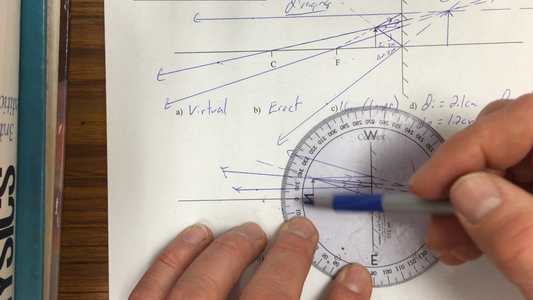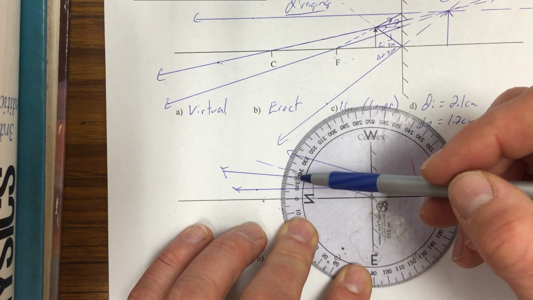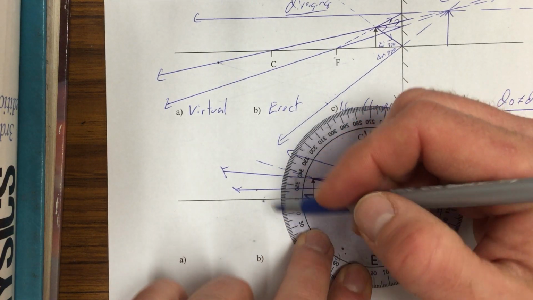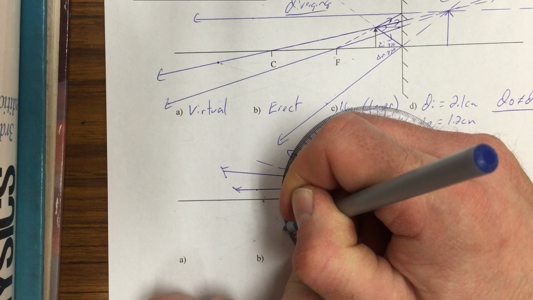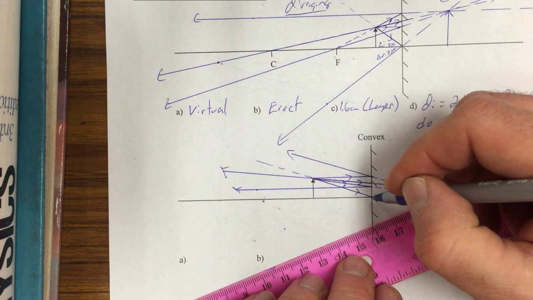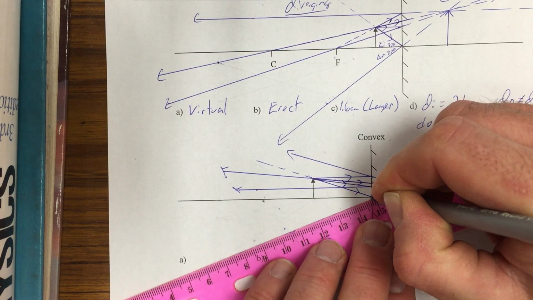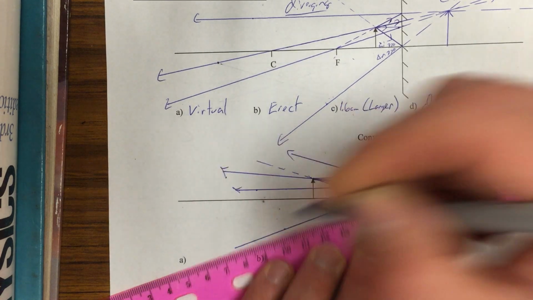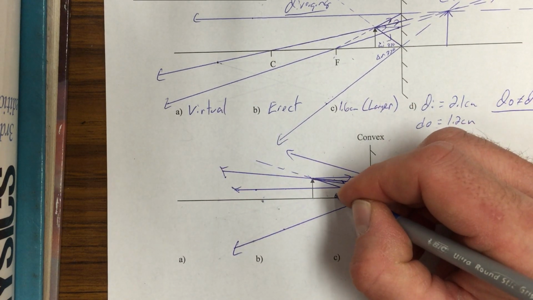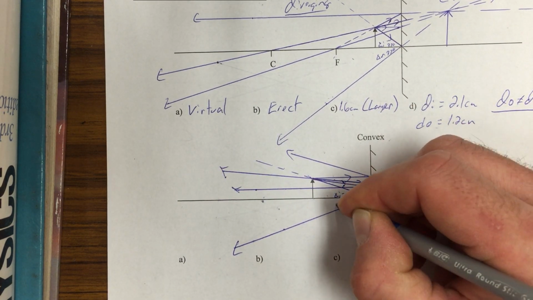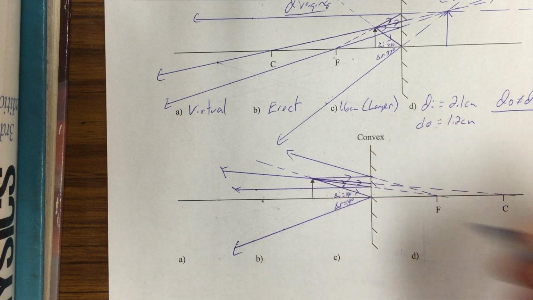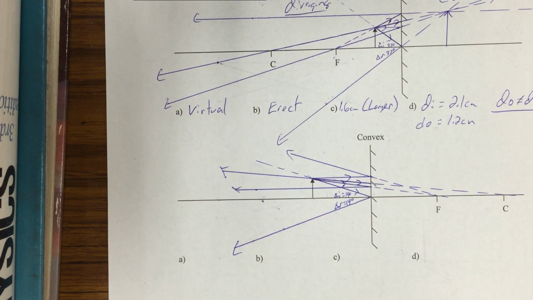And I get 19 degrees. So I go down here 19 degrees, make a mark, and I connect from there to there. And I get angle I is equal to 19 degrees, angle R is equal to 19 degrees, and I've drawn in my light rays. And I go, oh goody, now I should be able to find my image.